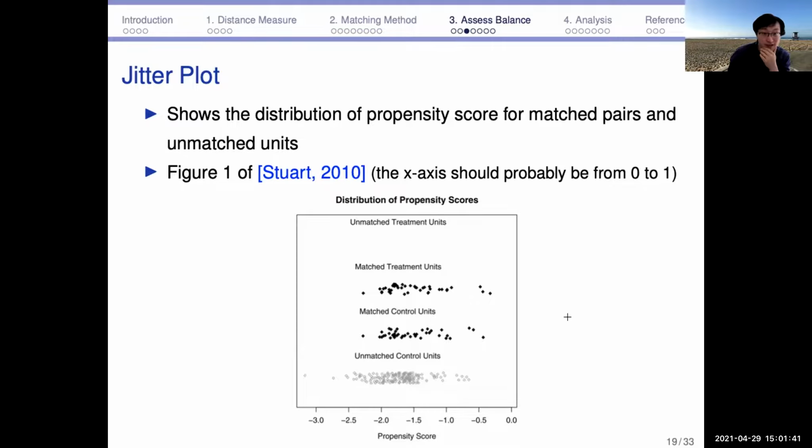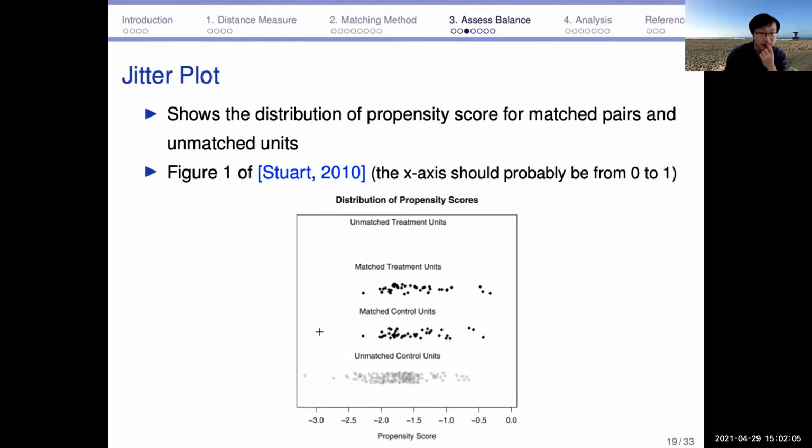So this first one is called a jitter plot. This is not assessing balance in covariates yet. What it does is plot the propensity score. By the way, this should be from 0 to 1 because this is a propensity score scale. I believe the author made a typo in this figure in that paper. So this should be 0 to 1.